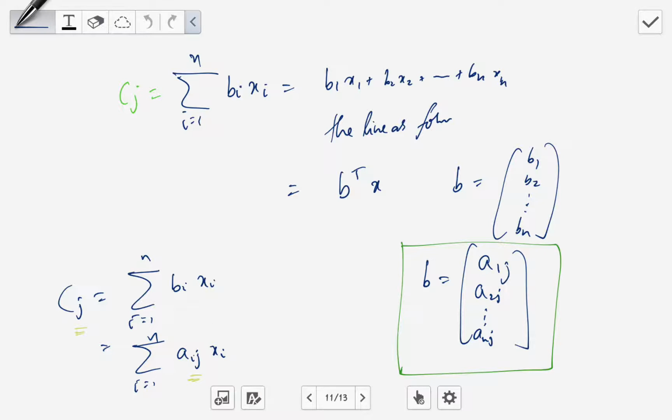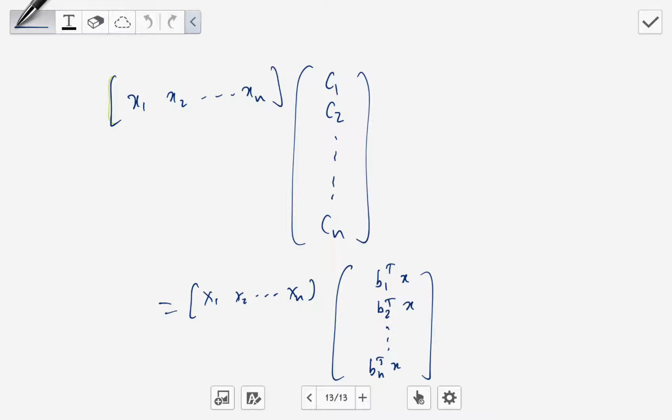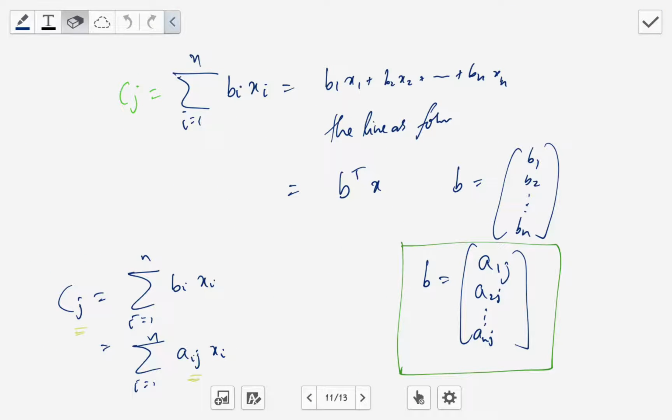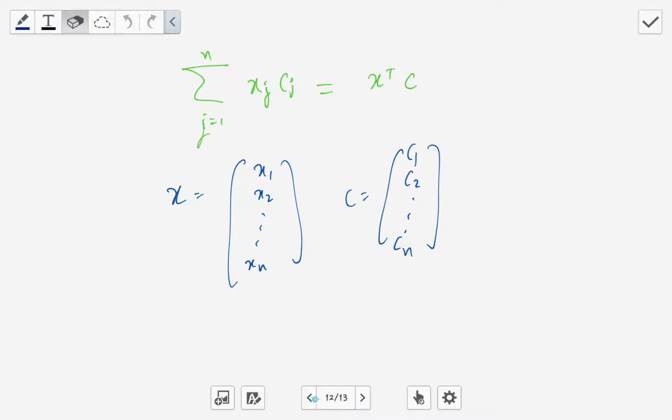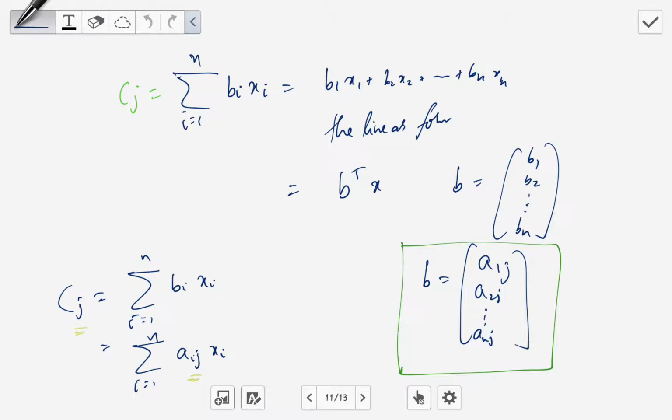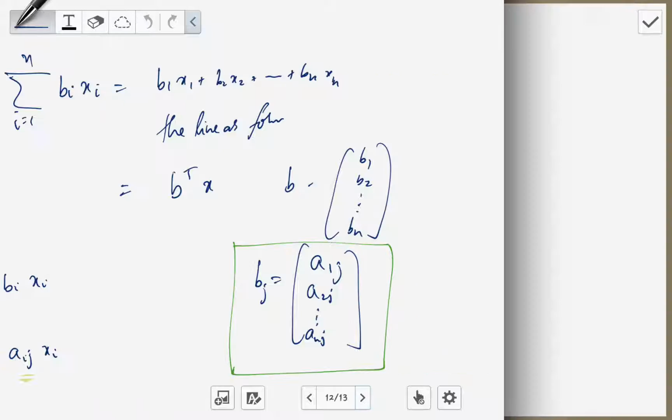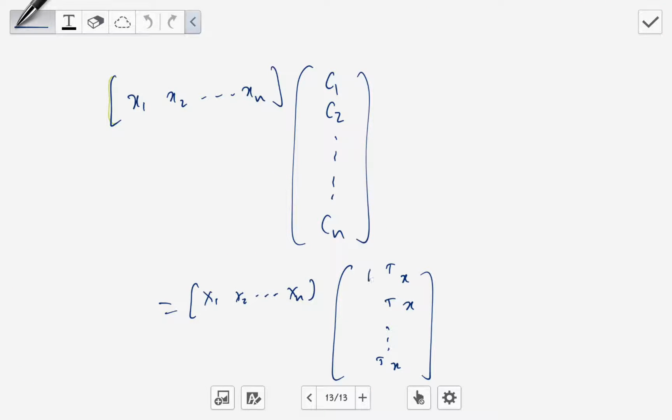Let me not write it as b anymore. Let me write this as a_ij. So let us call this b_j from now: the column a1j, a2j, up to anj is b_j. So this will be b1 transpose, b2 transpose, up to bn transpose x.